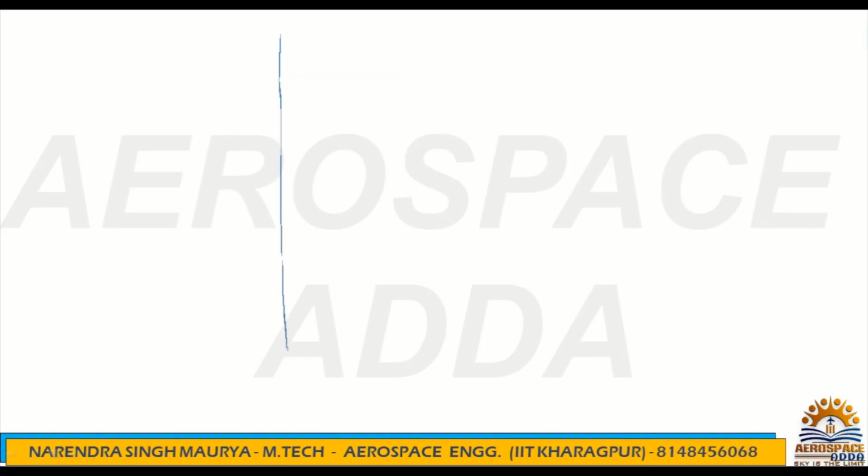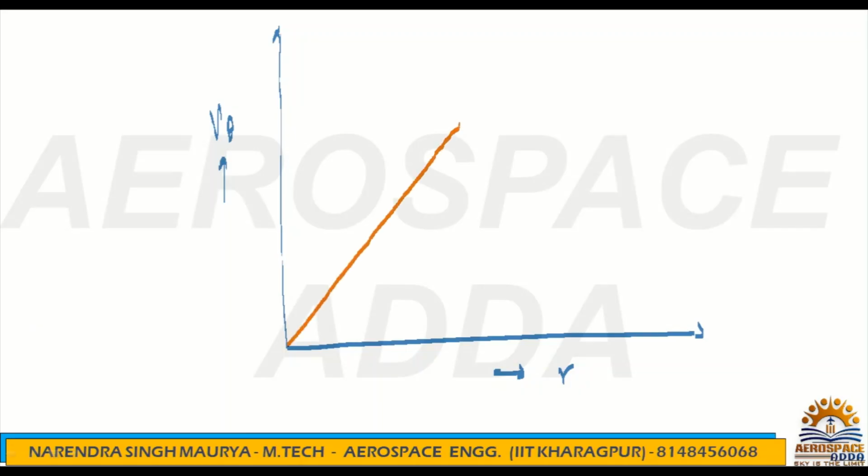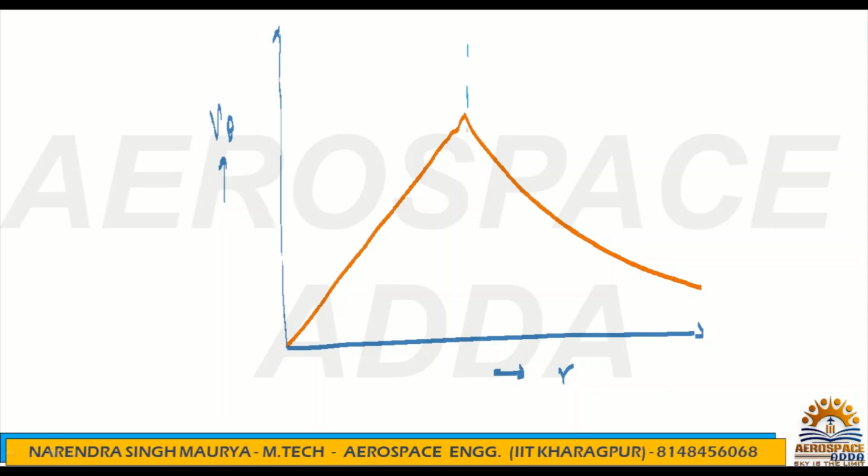We are talking about both. Radial distance r and tangential velocity. This is the combined graph, okay? This is the combined graph of O, A and B.